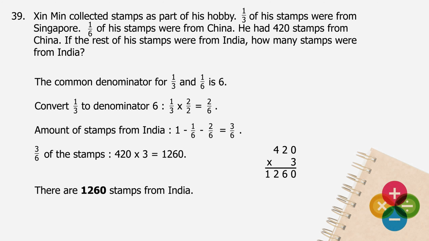The common denominator for 1/3 and 1/6 is 6. Convert 1/3 to denominator 6 will be, multiply 1/3 by 2, and the product is 2/6. The amount of stamps from India will be, subtract 1/6 and 2/6 from 1, and the difference is 3/6. 3/6 of the stamps will be, multiply 420 by 3, and the product is 1,260. There are 1,260 stamps from India.